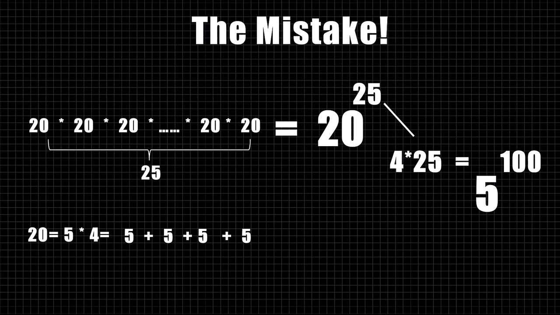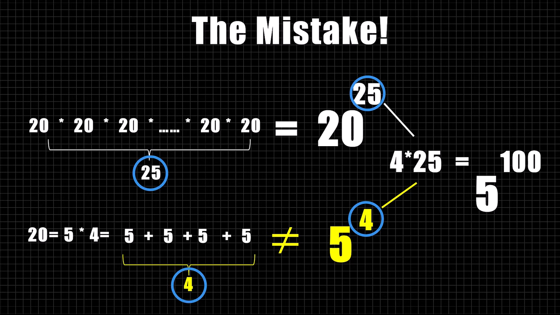The 4 comes from writing 20 as 4 copies of 5. And here's the critical mistake. To create an exponent, we must multiply, not add. If 20 were 5 to the power of 4, then we could multiply the powers, but 20 is actually 5 plus 5 plus 5 plus 5, not 5 multiplied 4 times. The mistake we made is that we treated addition as if it is multiplication. That is the trap. Let's fix this correctly.